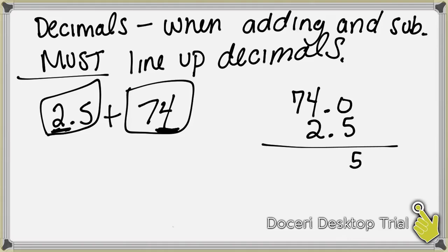5 plus 0 is 5. Put my decimal there where it goes in the problem, right? And then 4 plus 2 is 6, and then the 7, there's nothing to add it to, so I get 76.5, and they're both positive, so your answer is positive.